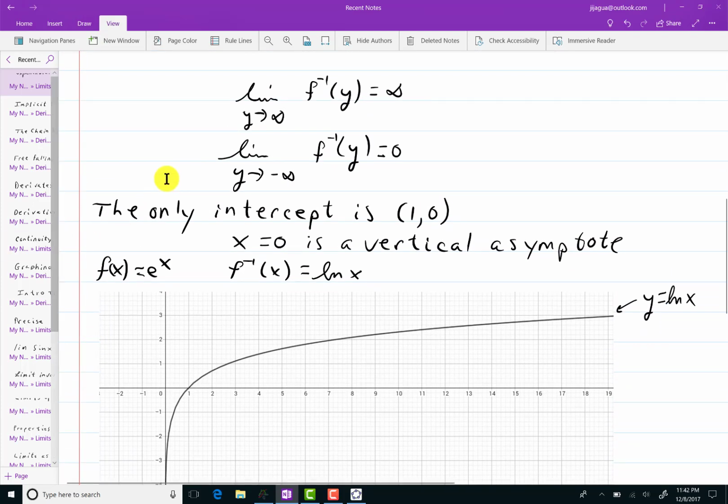If you look, as y goes to infinity, that means the y values are increasing, then the x values go to infinity. Remember, you're always flipping x and y.